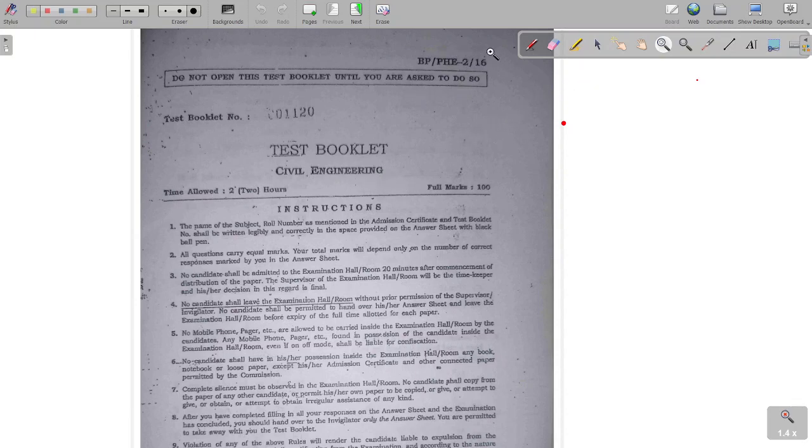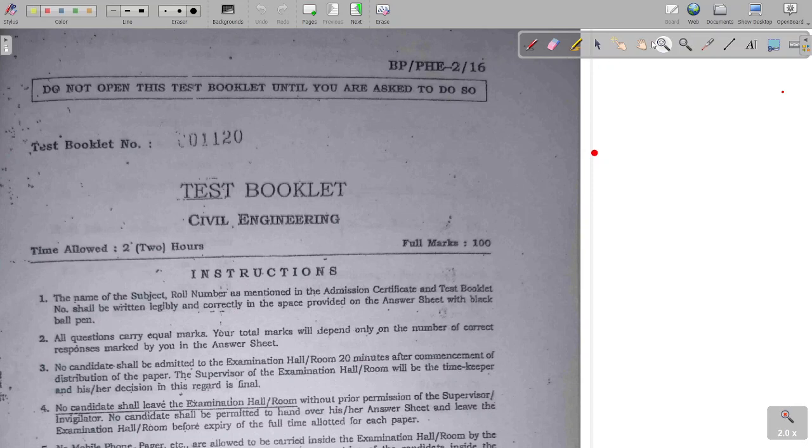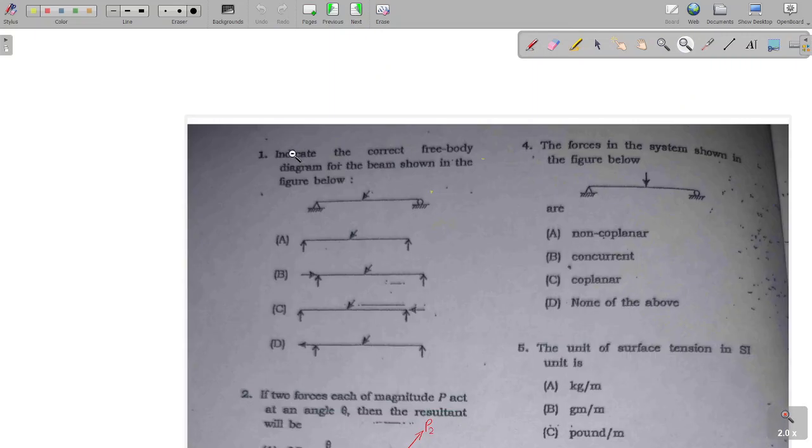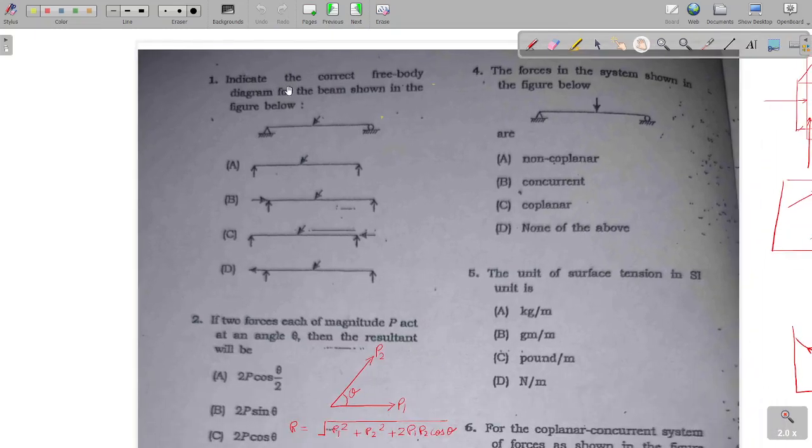So you can see the first page of your paper, and we are going to see the solution. So moving on to our first question. The question says, identify the correct free body diagram for the beam shown in the figure below.